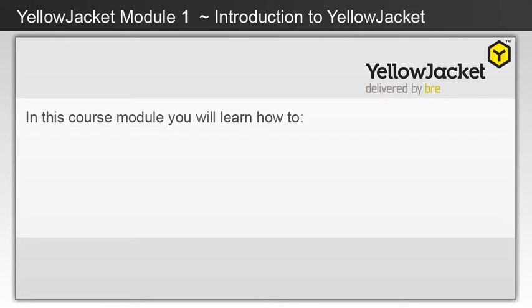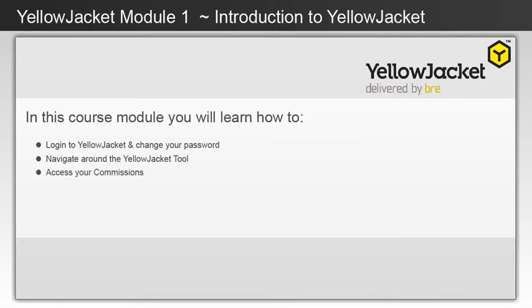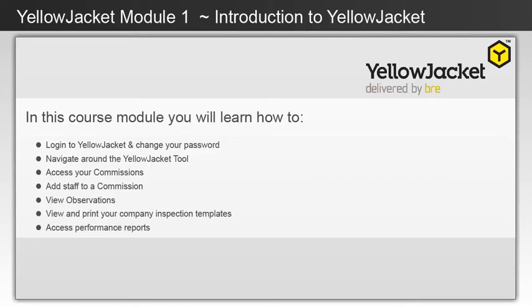In this course module, you will learn how to log into Yellow Jacket and change your password, navigate around the Yellow Jacket tool, access your commissions, which are available in your account, add staff to a commission, view any open observations, view and print your company inspection templates, and lastly, access all your performance reports at the commission level.